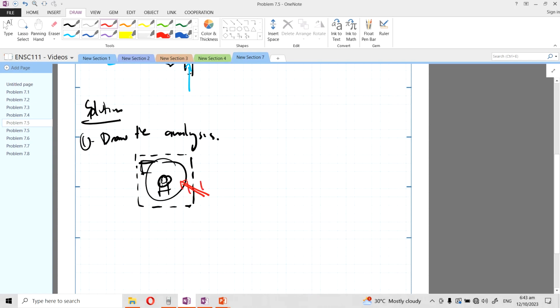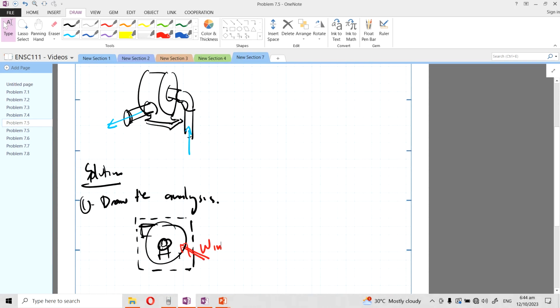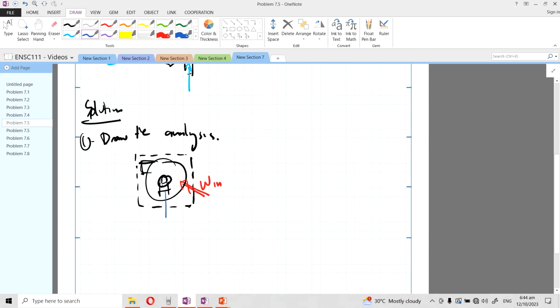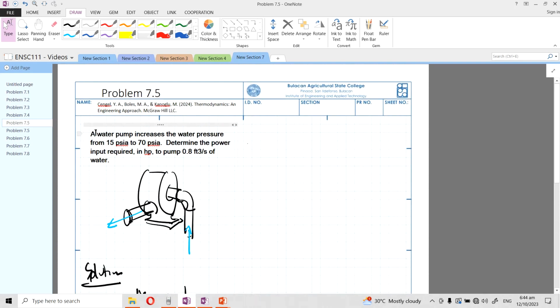So work input, that's actually what we're looking for, right? So determine the power input required in horsepower. That's required, and then we also have a flowing mass. So we have F in, and we also have flowing mass here. So we have F out. Okay, so here's our system.